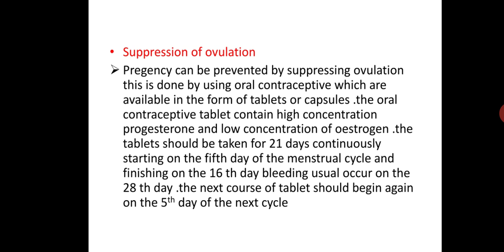This tablet should be taken for 21 days continuously, starting from the 5th day of the menstrual cycle and finishing on the 16th day. Bleeding usually occurs on the 28th day, and the next course of tablets should begin again on the 5th day of the next cycle. So she can use the oral contraceptive tablets in order to prevent pregnancy, and if she wants to get pregnant, she can discontinue these tablets.